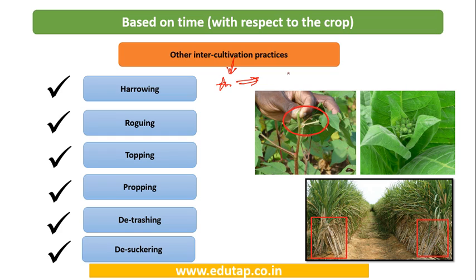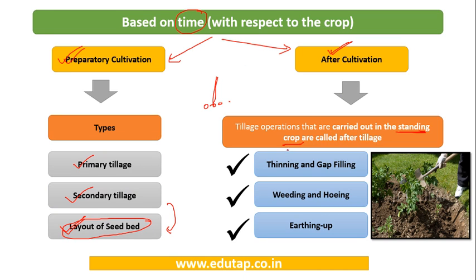You might get a question which says that when you perform tillage operations on a standing crop, what are those practices called? So it is intercultivation practices. Okay, so you need to know this term as well. Now what we'll do is we'll just quickly understand these terms.